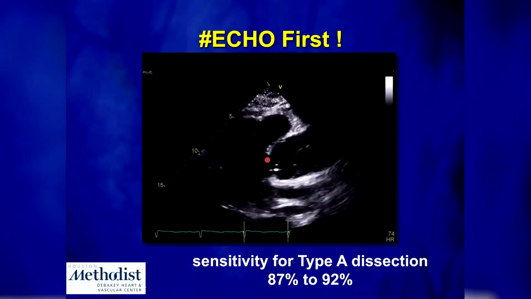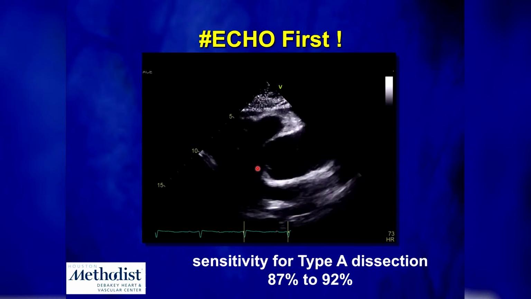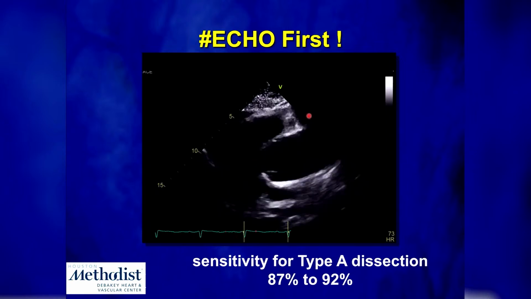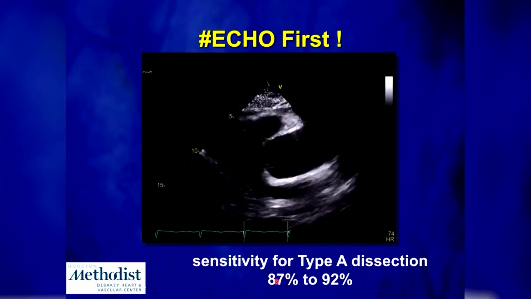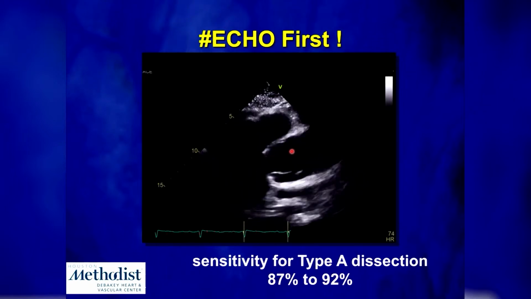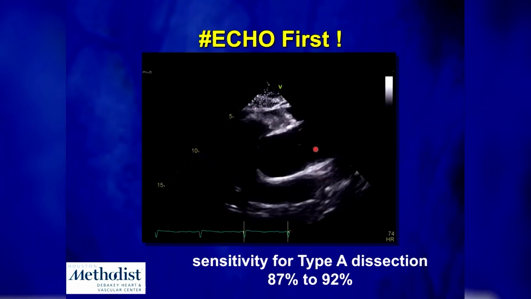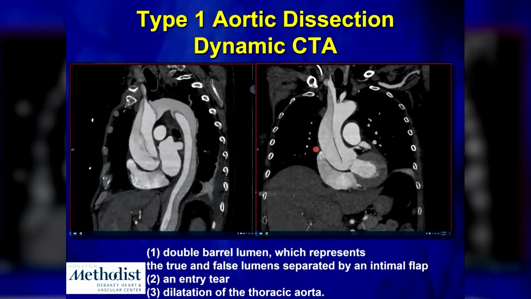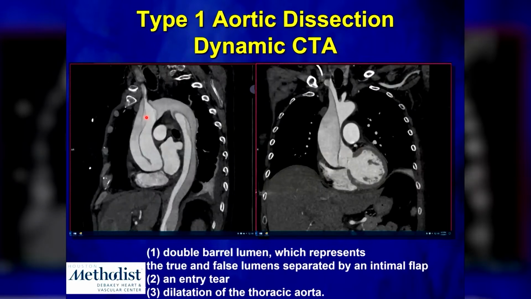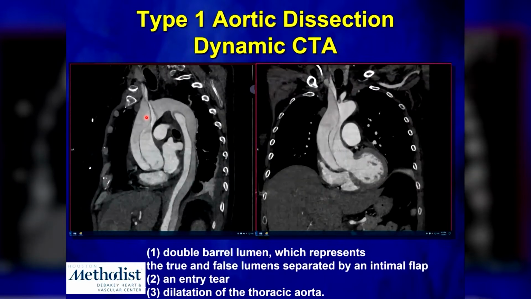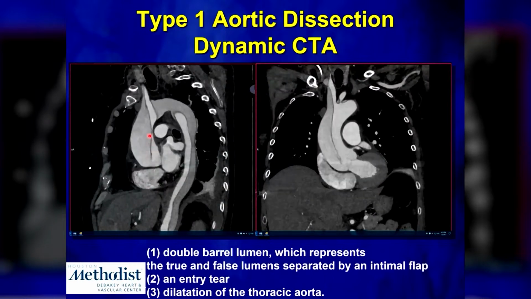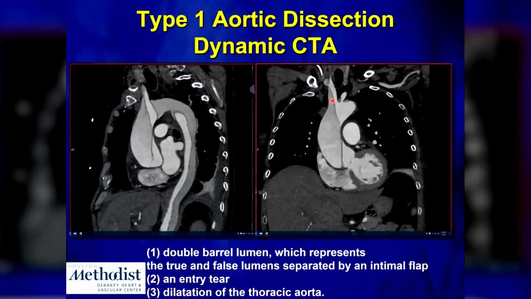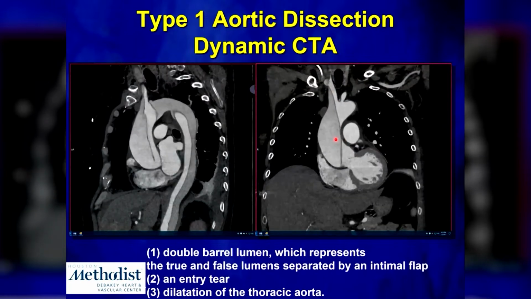Remember, echo is first. The sensitivity for type A dissection on a transthoracic echocardiogram showing this proximal ascending aorta is almost 87 to 92%. And you can see this dynamic dissection flap in this patient presenting with chest pain. I can also see this dynamic dissection flap in this patient with a DeBakey type 1 aortic dissection. You can see the entry tear is wide and large. The dissection flap is extending all the way to the brachiocephalic trunk.